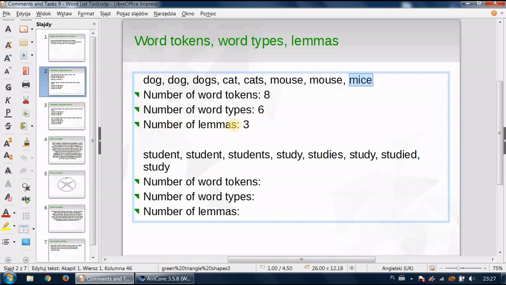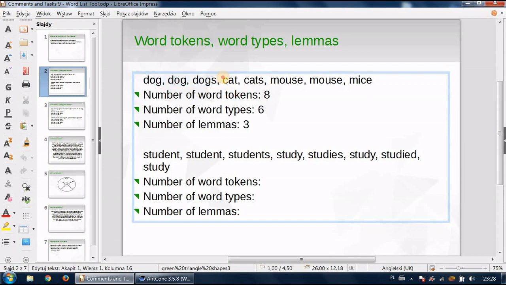And finally, lemmas. Lemmas are the most abstract and at first less intuitive than the other ones. But lemmas are words which are derived from the same word, or these are inflected forms of the same word. So for example, dog and dogs are 2 identical word types. Dog and dog. Dogs is a different word type, but it's still the same lemma because it's derived from dog. Okay, so this would be the first lemma.